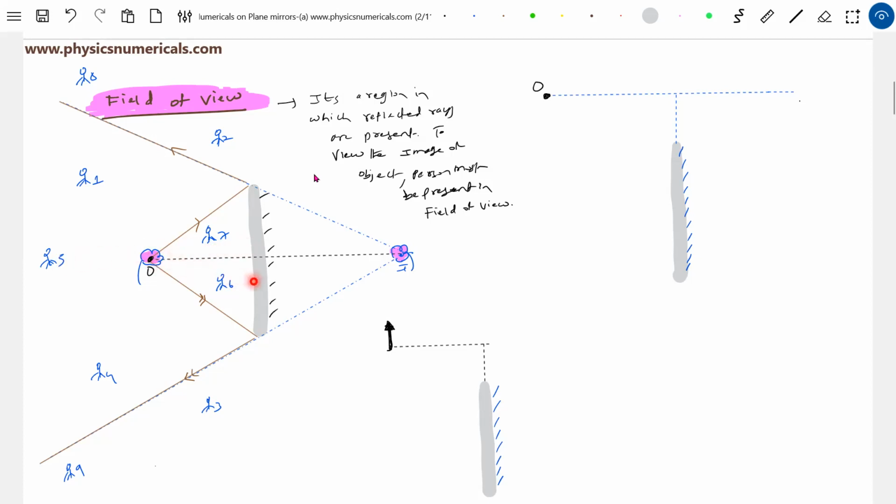Even 4 also. What about 2, 8, 3, 9? They're unable to see the image. They're able to see the flower O, the real object, but its image they're unable to see. Any reason for that? Can the reflected ray go like this? No, not possible, because it has to satisfy the laws of reflection. So the region in which the reflected rays are present is called the field of view. So that everything is now the field of view.